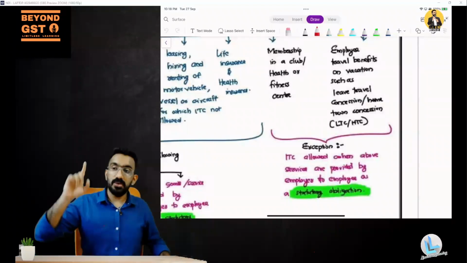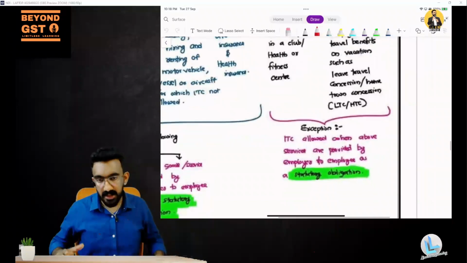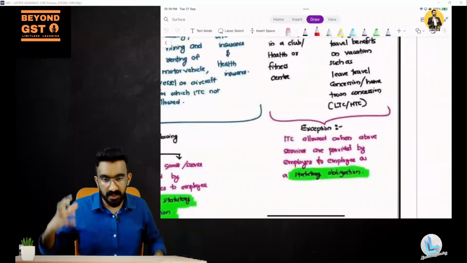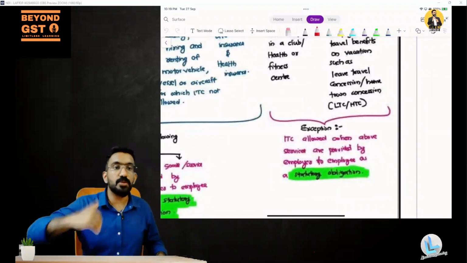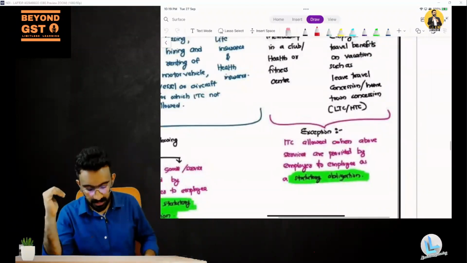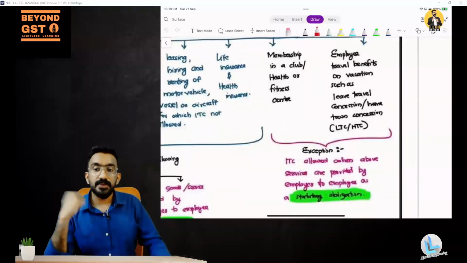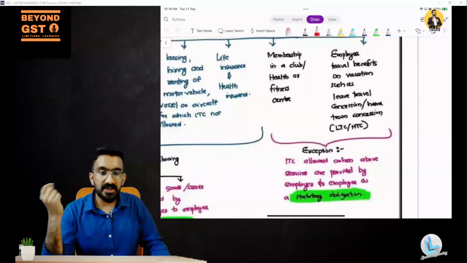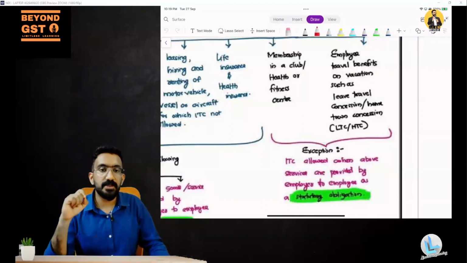No. Only when it is a statutory obligation. What's the exception? ITC is allowed on this club membership when it is provided by Ernst & Young to the employee as a part of statutory obligation in that particular state or a country. Then, employee travel benefits on vacation such as leave travel concession or hometown concession.